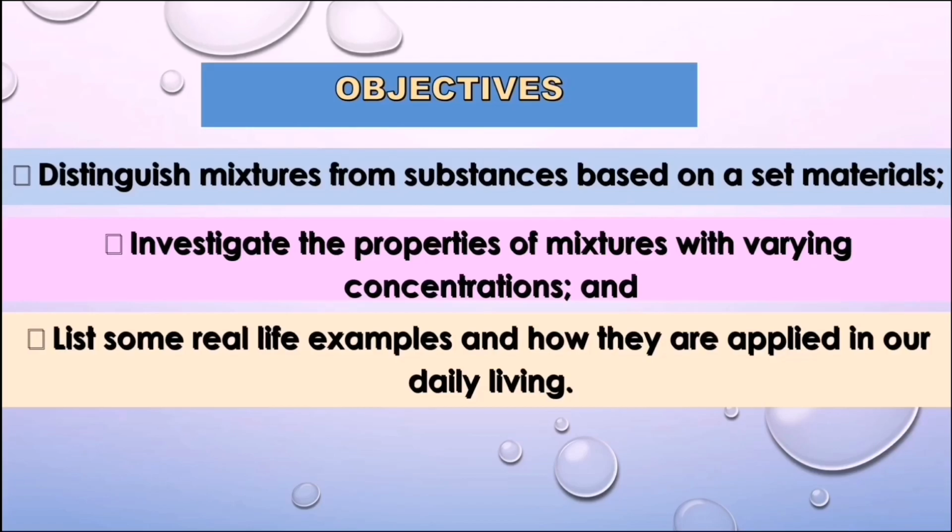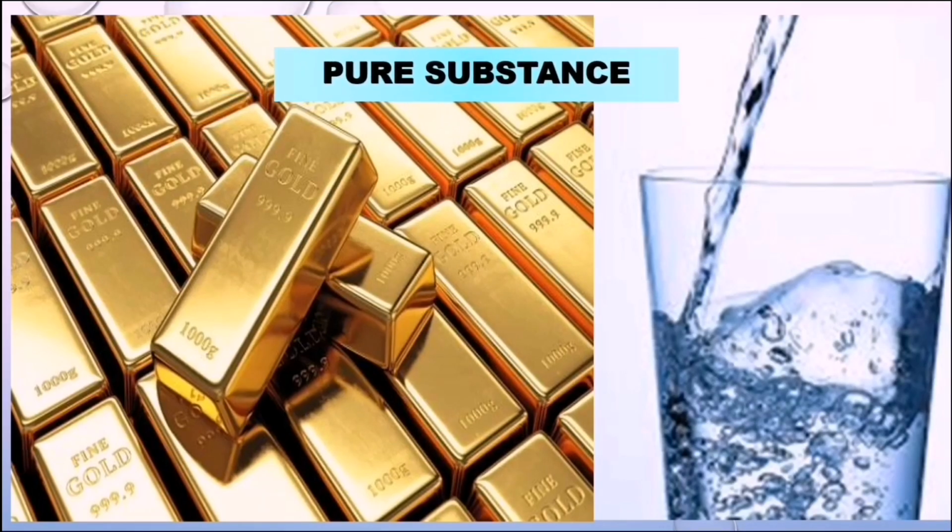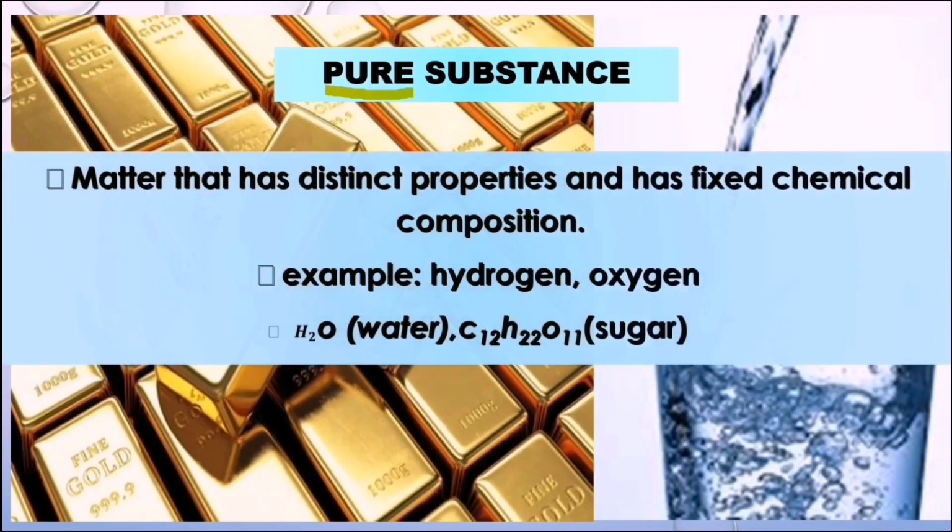Here we go! What is a pure substance? From the word pure, it means it has no other mixture. Okay? It is a matter that has distinct properties, its very own, and has a fixed chemical composition. So, its chemical composition does not change. For example, we have here hydrogen, oxygen, water, and sugar. Also, the gold. So, these are some examples of pure substances.